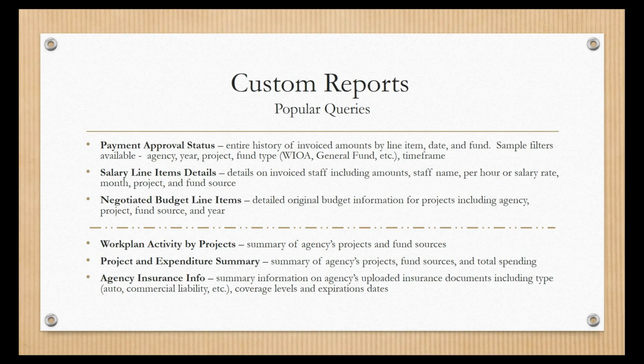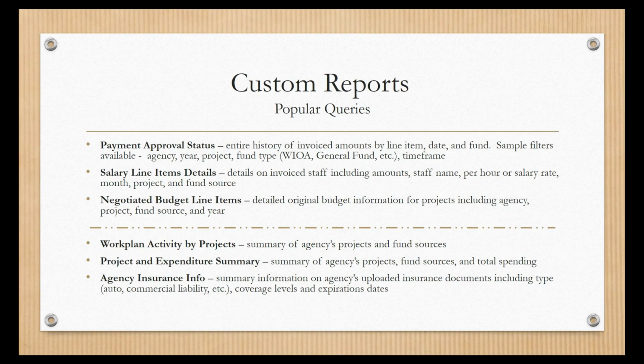The Payment Approval Status Report is really the most granular report available right now. It will give you the entire history of your invoiced amounts by line item, date, fund, and have a bunch of information there for you. There are a bunch of filters available, so whether you're running this as an internal OEWD person and maybe you only want to look at a certain year, or maybe you only want to look at a certain portfolio, you can narrow that down. If you're running this as an agency, just wanting to look at your own history, you can narrow it down by project or by year and find some powerful information to analyze in that one.